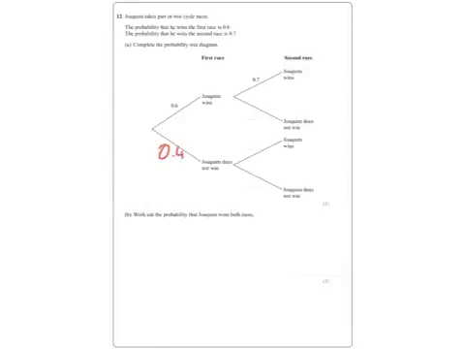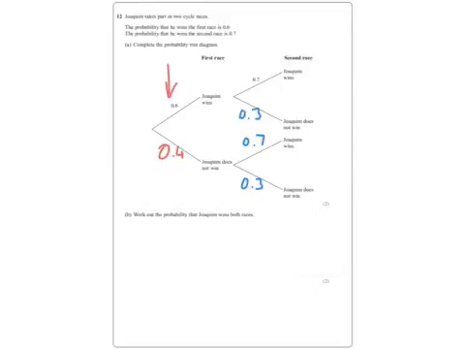Okay, remember on a tree diagram that for each part, so here's one part here, both these things are going to add up to 1. And the probability Joachim wins the second race is 0.7, so he doesn't win is 0.3. They're independent events, so therefore we get that. Right, fairly easy in that case. Just remember that each part needs to add up to make 1.